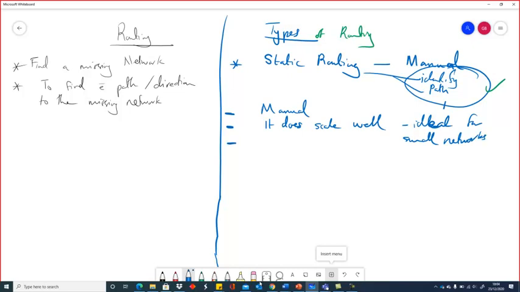Now, when there's a change in the network, you have to go in and do the changes yourself. You cannot say that once the path has changed, the router will be able to adjust to the change. No, you have to go inside, look for the new path, and put the path there. Does it make sense? So it does not adapt to changes in networks. So basically, these are some of the things that static routing will be used for.